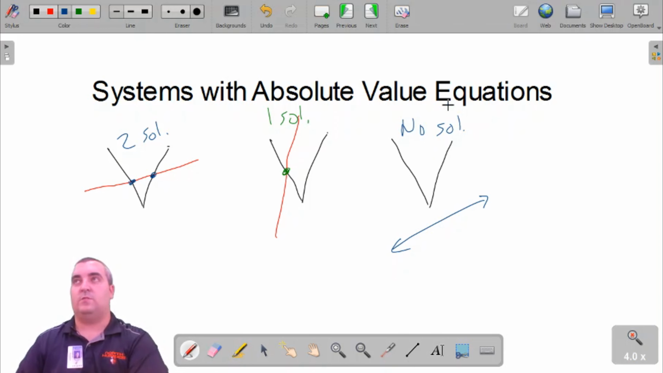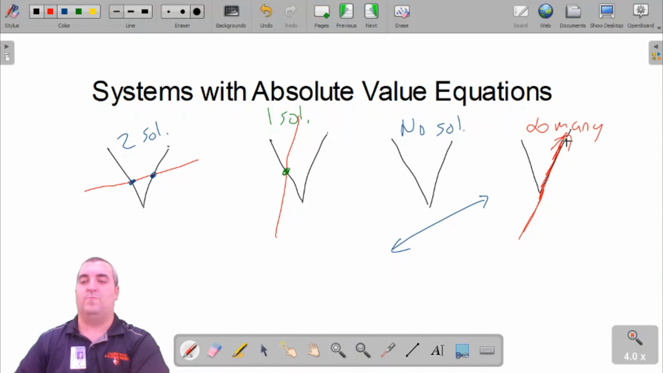The last one that really doesn't happen very often at all, and really won't happen in this class either, is if your line ends up being on one of your sides here, so just right on the top of it. This would be infinitely many solutions, but this one doesn't happen very often. All right. So if you're graphing them, you can easily figure out your answers from looking at your graph.